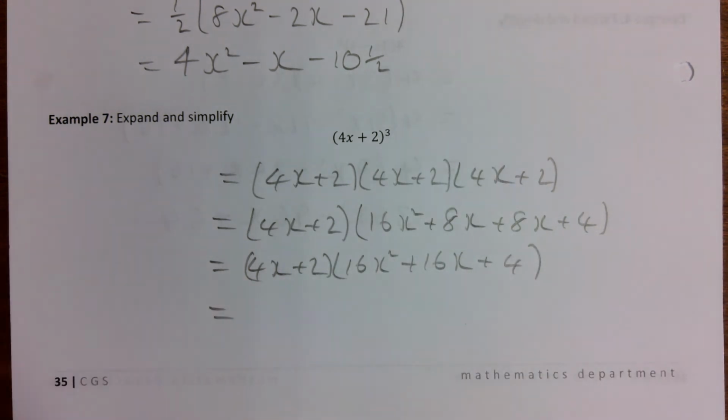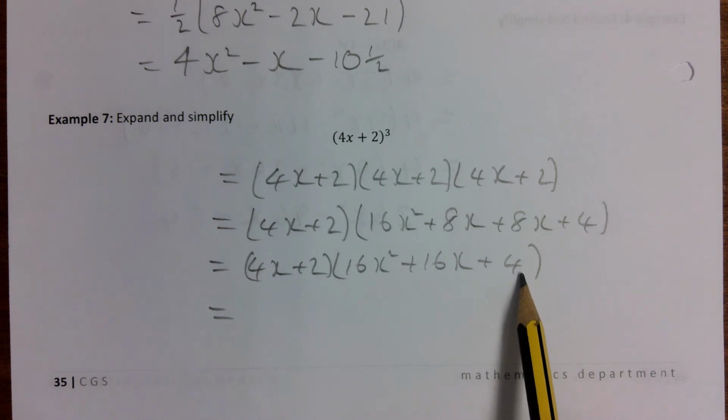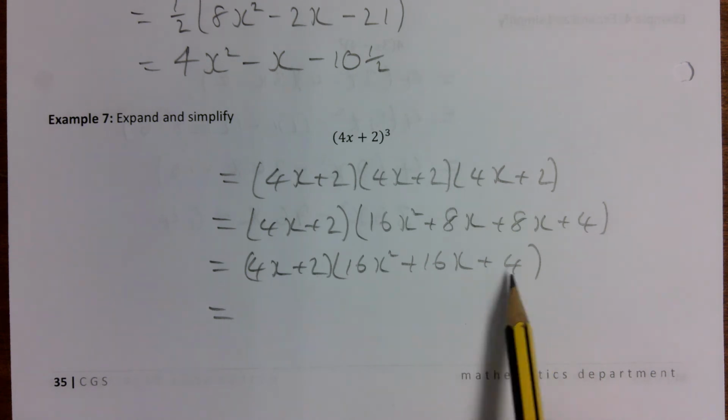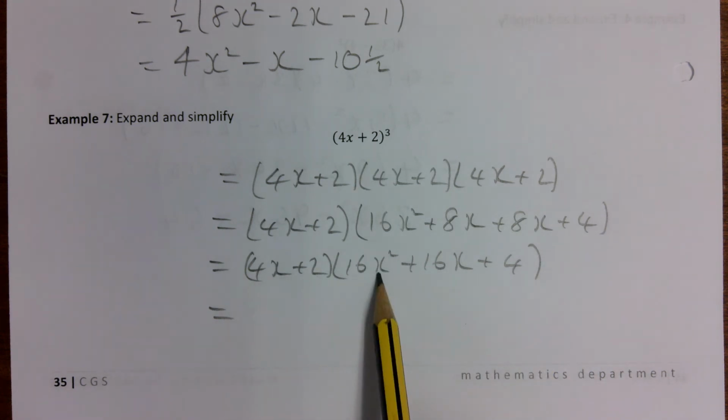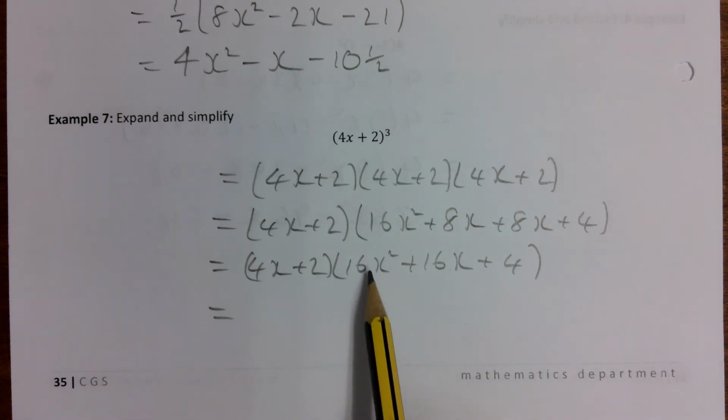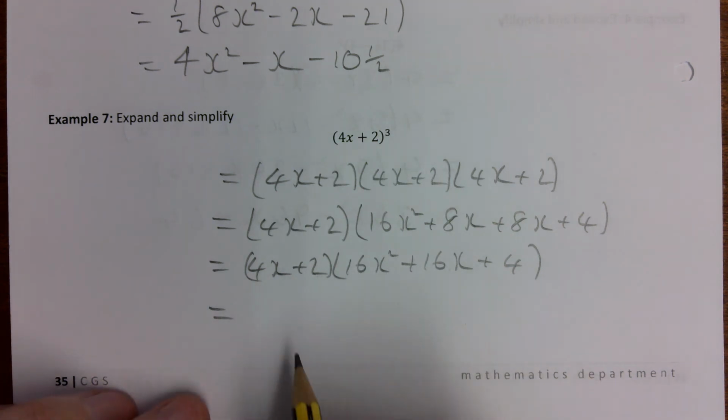Now we have a funny situation that you might have seen before. We need to multiply everything in this by everything in this. So that's 6 things that need multiplied. I'll talk you through them. 4x needs to be multiplied by this, this and this, and 2 needs to be multiplied by this, this and this. Let's do the 4x first of all.